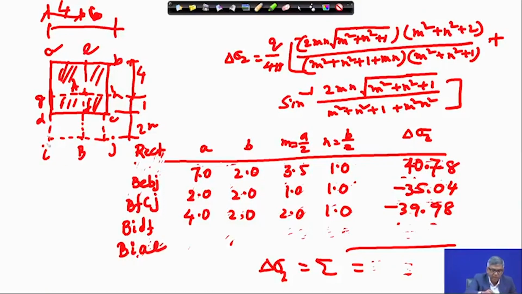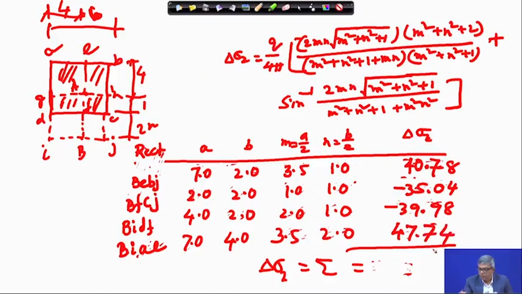that means BIAE. So, I am taking now the entire area, I already subtracted. So, I take this, then this is 7 and this is 4 and this is 3.5 and this is 2, and if I put all those things in this equation, I will get a value 47.74. So, algebraically if I sum it, plus and minus all together, then I will get a value equal to 13.5 kPa.